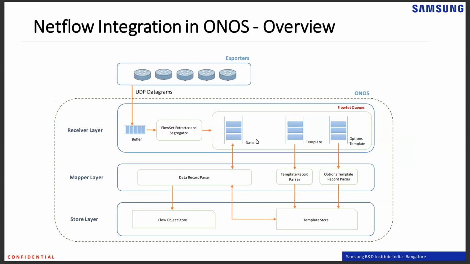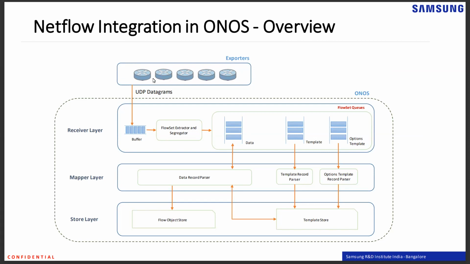This is a basic high-level diagram of the whole Netflow collector architecture, the Netflow collector component that we are going to design for this solution in phase 1. So this top thing is the set of exporters that we have. Then we have made it a 3-layer system. We have a receiver layer, we have a mapper, and we have a store.